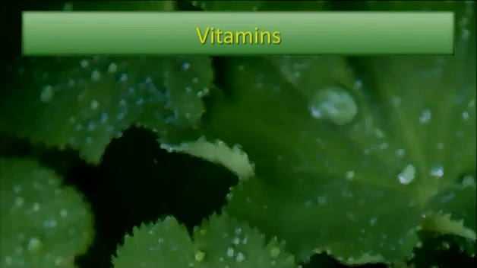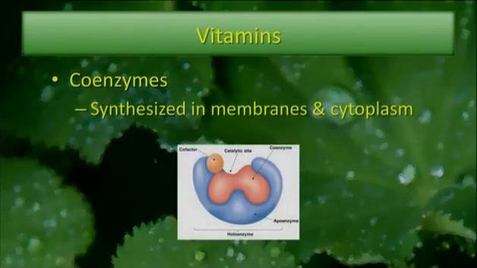Now vitamins. Most vitamins are coenzymes or part of coenzymes. They're organic molecules that help enzymes with reactions, and they're synthesized in membranes and the cytoplasm. Here's an enzyme, here's a cofactor, here's a coenzyme. The coenzyme helps the enzyme to do its job, and this is the binding site in here. Most vitamins are produced by plants.